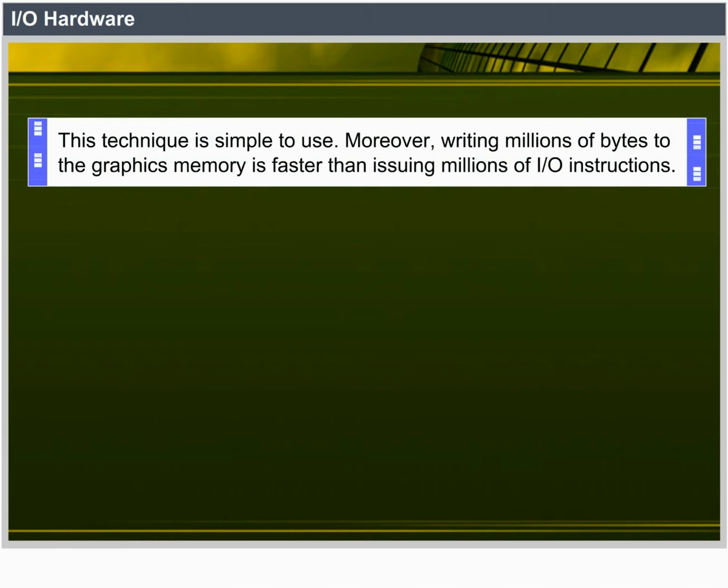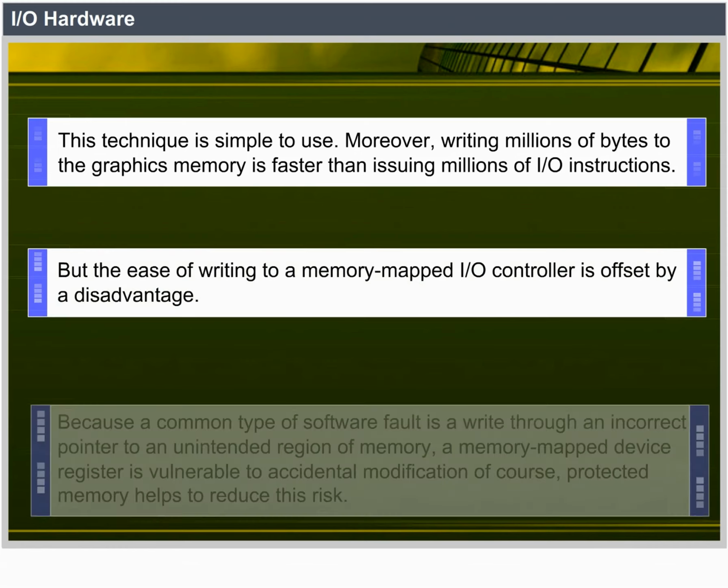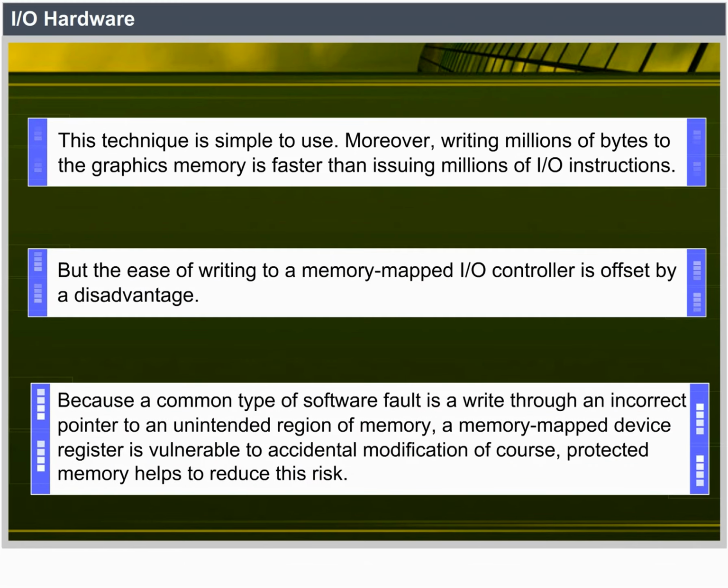But the ease of writing to a memory-mapped input-output controller is offset by a disadvantage. Because a common type of software fault is a write through an incorrect pointer to an unintended region of memory, a memory-mapped device register is vulnerable to accidental modification. Of course, protected memory helps to reduce this risk.